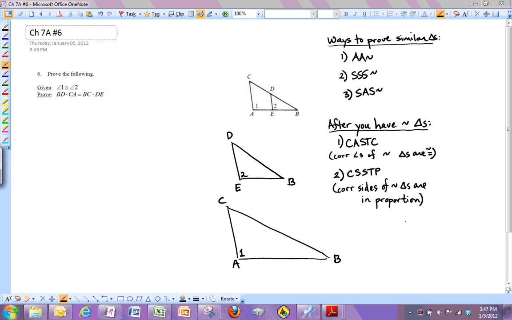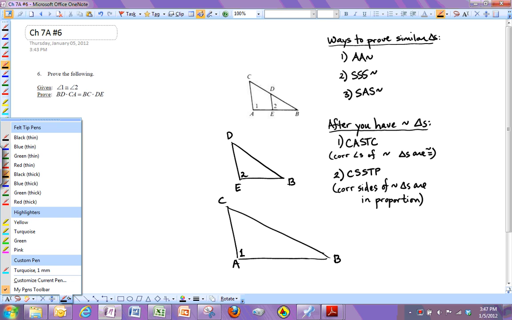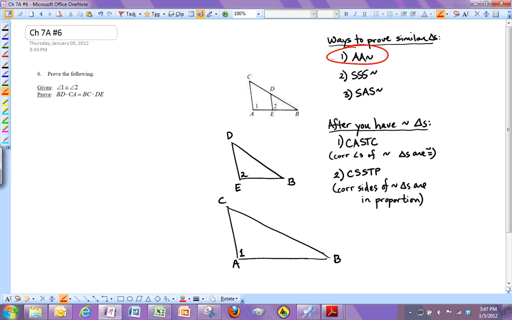Okay, so let's take a look at Chapter 7a, number 6. And in this one, what I've done before even starting the proof here is on the side I've listed off the ways to prove triangles are similar. And at this point, we've actually only talked about one in class. That's this one. So we're going to have to use angle-angle similarity. So prove two sets of angles are equal, two corresponding pairs of angles.